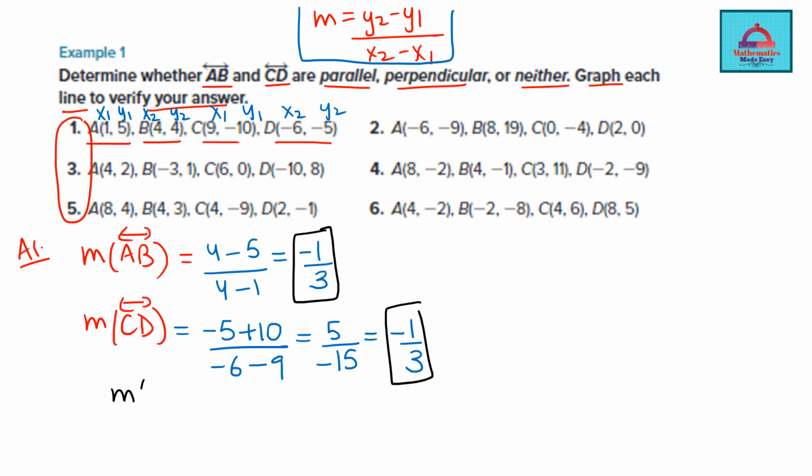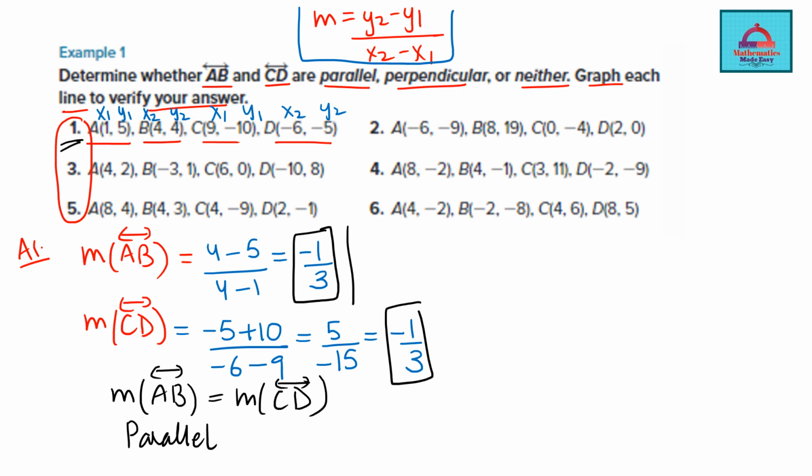They are equal. And when they are equal, as you saw in the key concept for the video today, when the slope is equal, the lines are going to be parallel. So the answer for question 1 is that AB and CD are parallel. And you can go ahead and do the graph also just to check, plot the points, join the line.